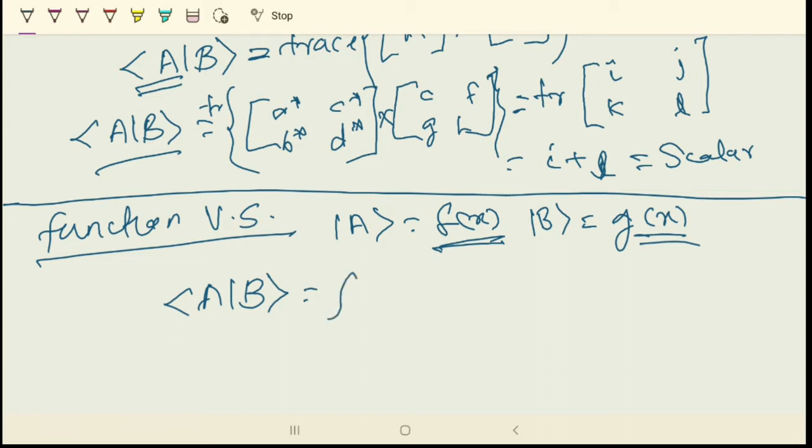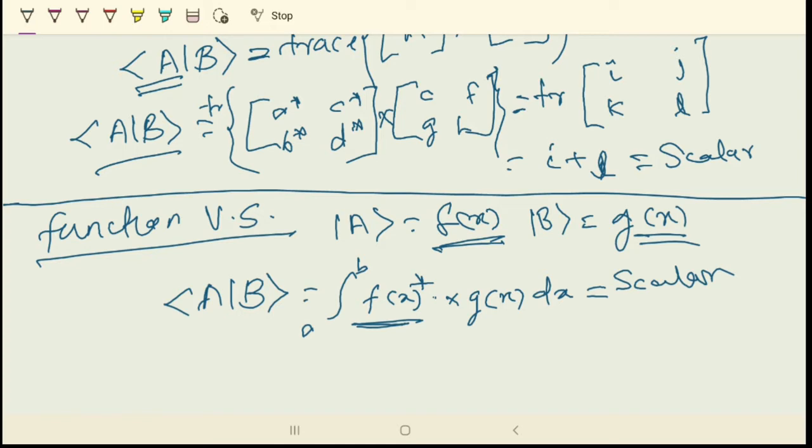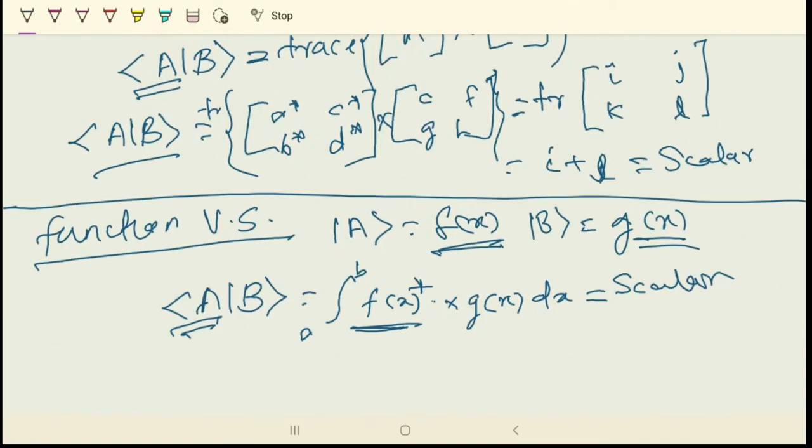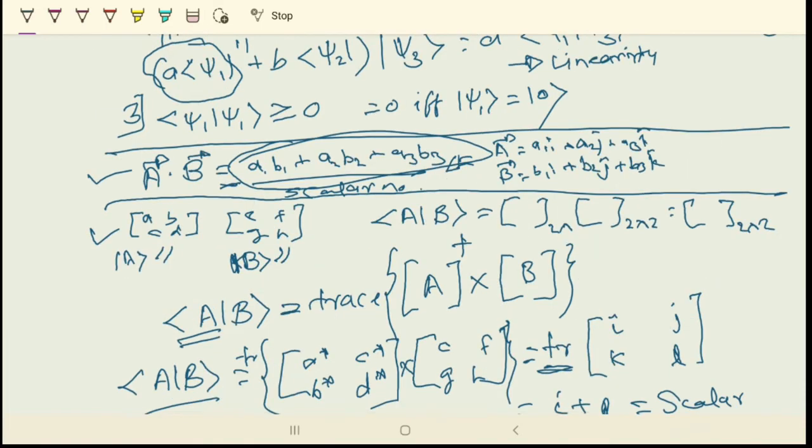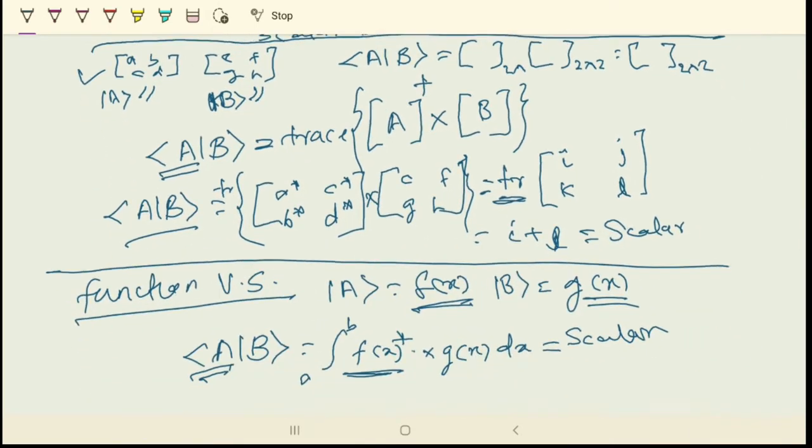However, if I take the integration with some limit, f of x star multiplied by g of x dx, this will give me some number. Please note, I have taken the complex conjugate because A over here is a bra. So this is again way different than what we have said for matrices. For matrices, it will be a trace of the product matrix. For Euclidean vector space, it is multiplication of components and addition of them.